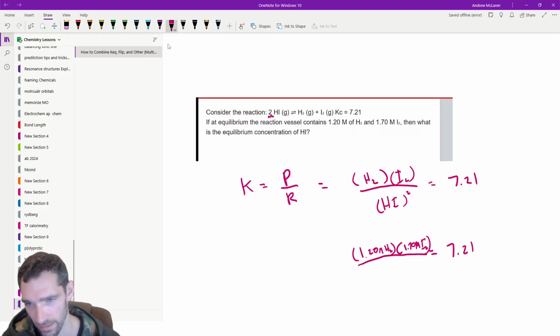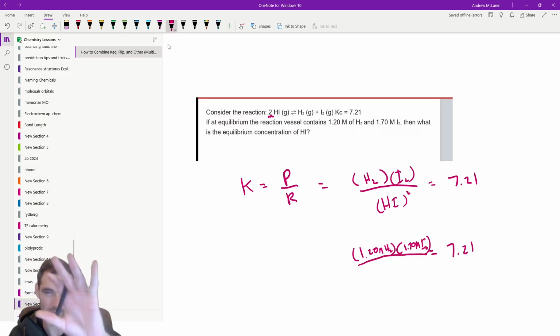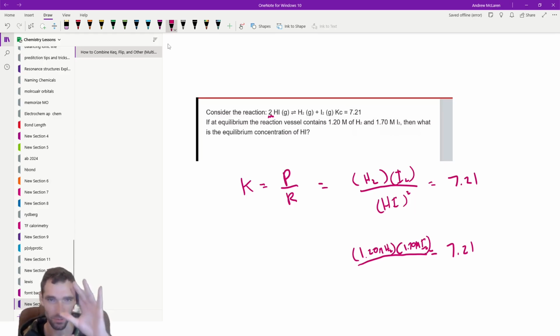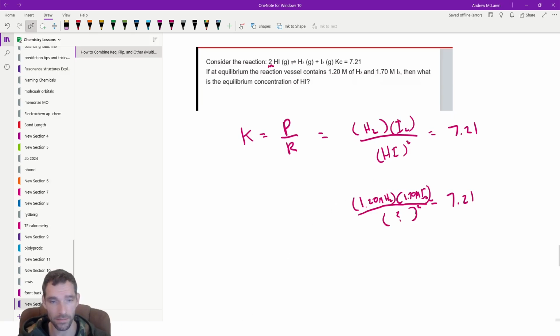And this is why I write in my substance, and I really recommend getting the general expression written out above, so you can make sure you're putting things in the correct spot, because we want the product over the reactant. And then we have some mystery number here for the HI that we're solving for that would be squared. So I'm going to double check this by plugging it back in, but we've got some math to do.